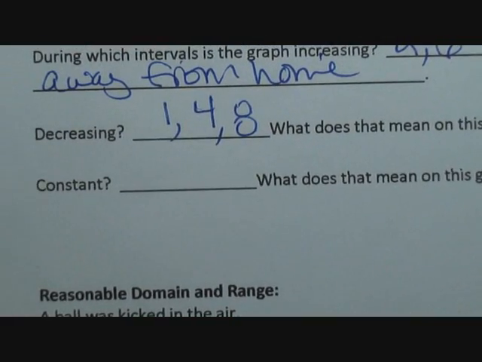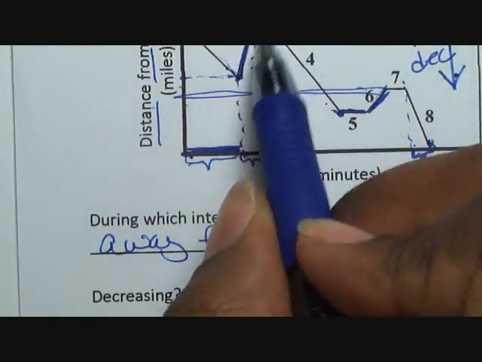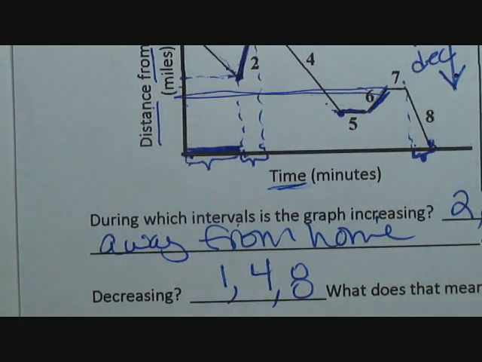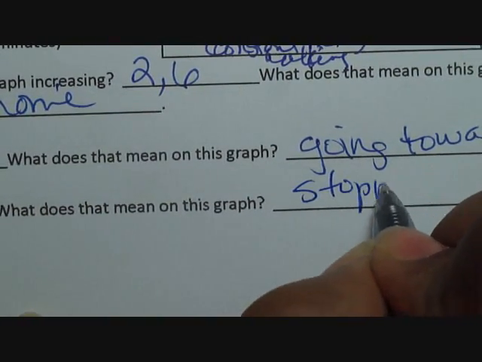Next, it's asking us, where is the graph constant? Constant means she's not getting closer or farther away from home, and I can see that that's at 3, 5, and 7. What does that mean? It means that she's basically stopped.